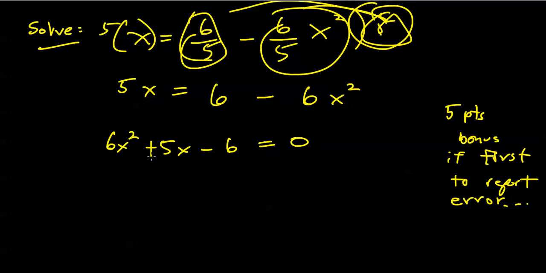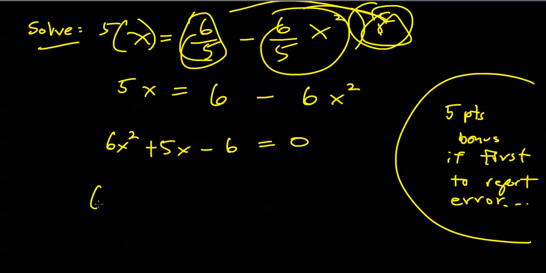Alright, so I did make a bit of a mistake here. This 5x should be positive. Let me check it. If I add 6x squared to both sides, I've got a plus 5x already on the left hand side, and subtract 6 from both sides. That looks good. Okay? Alright, so please beware of the 5-point bonus.